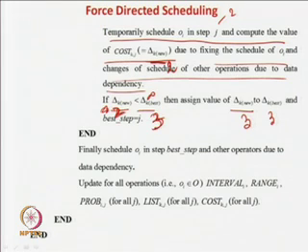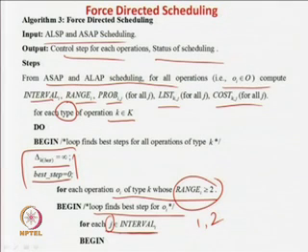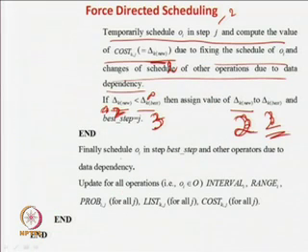Now what happens? Assign the value of k nu, 2, to k best. So, now your k best is 2. Then we go back to this loop and find that the interval was only 1 and 2. So, your case is done. Finally, you schedule O I in the best step and update all operations due to data dependency.